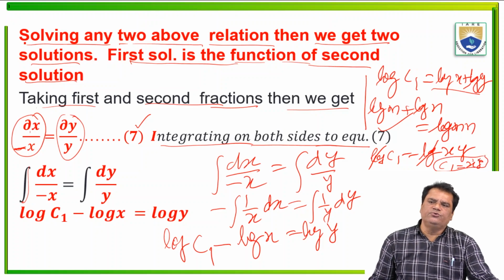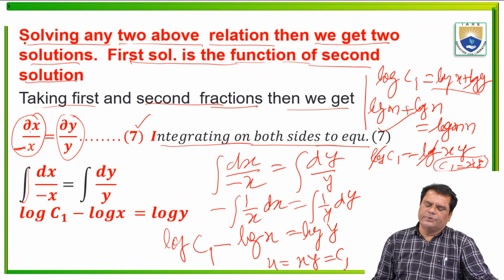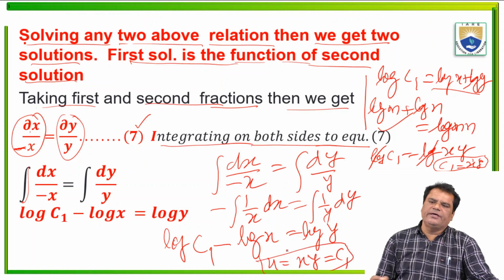And this solution is u. So we get here u equal to xy equal to c1. So this is the first solution of the given question.